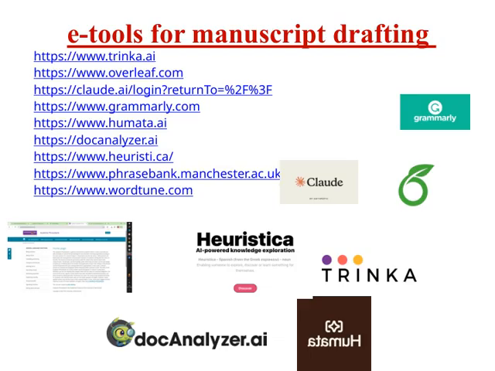Grammarly is another well-known tool that offers grammar and style checking, ensuring your manuscript is polished and error-free before submission. Humata AI is a newer tool that allows you to analyze and understand your documents better by providing insights and summaries, which can be very useful during revisions. DocAnalyzer AI also offers similar functionalities, helping you evaluate the structure and coherence of your manuscript.